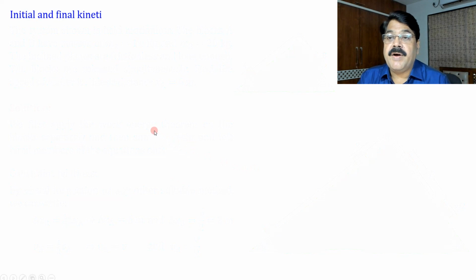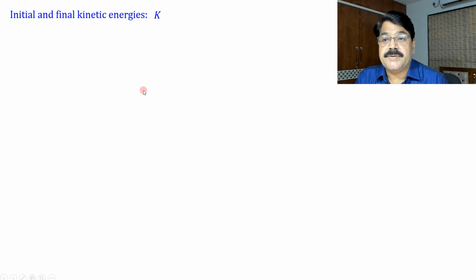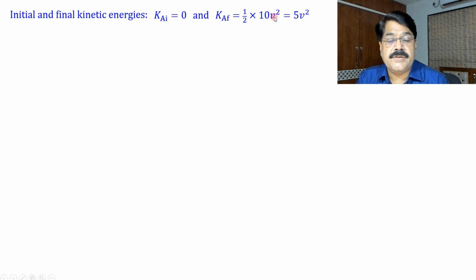Initial and final kinetic energies of the bodies. So Ka initial is equal to 0 because it was at rest, and Ka final is equal to half m v square, where m is 10 and the speed is v, so it is 5v square. So that is the initial kinetic energy of A and that is the final kinetic energy of A.